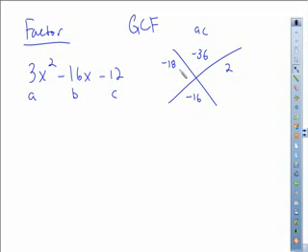Let's double check. Do these multiply to give us negative 36? Yes, it does. Does it combine to give you a negative 16? Yep, it does. Now, what's our A value? Our A value is 3, so we're going to divide these numbers by 3. Reduce the fractions if you can. This one can't be reduced, but this one can. This reduces to negative 6 over 1.